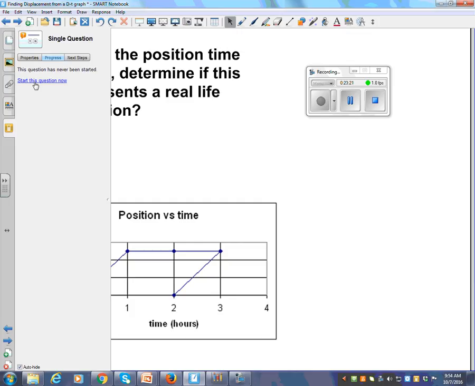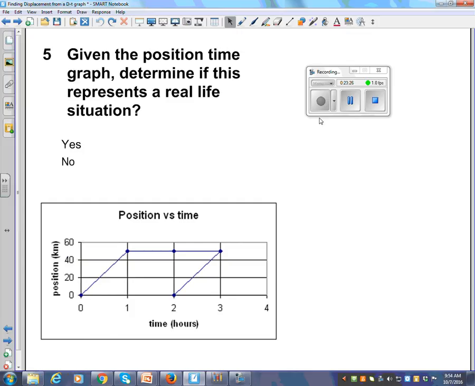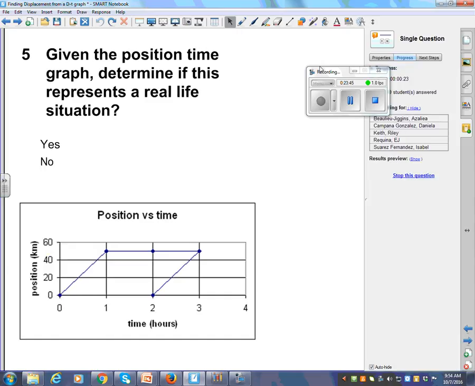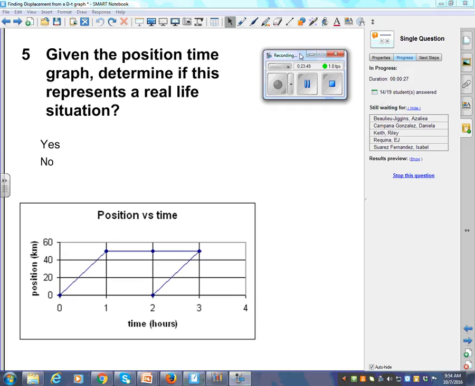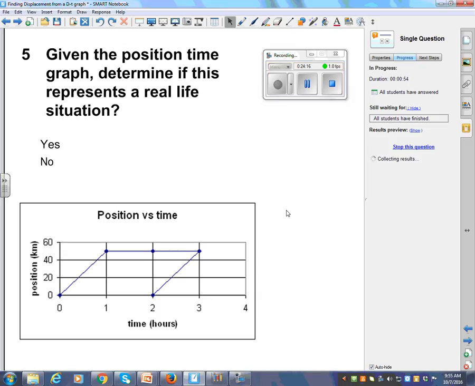Okay. Last question. True or false? Given the position time graph below, determine if this represents a real life situation. Is this possible? True or false, yes or no? Does this represent a real life situation? At the top there. Yes, you're right. Correct answer is yay! Everyone got it.